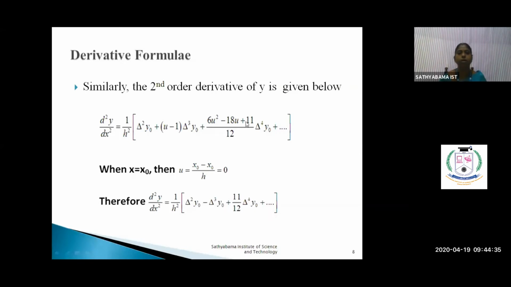So these are two more formulas. When x is near the beginning, I can use this formula to find the second order derivative. If x is exactly x naught, then you can use this formula. So how many formulas have we seen? Four formulas, by using Newton's forward interpolation formula.